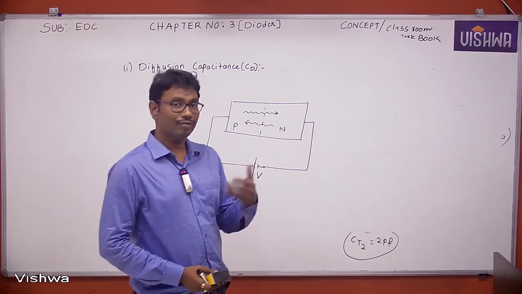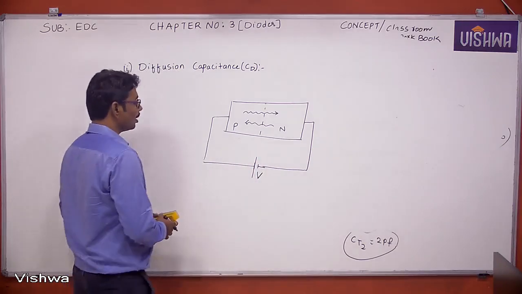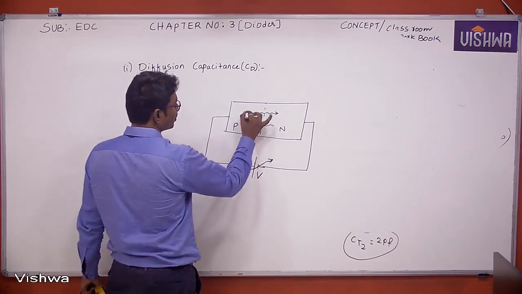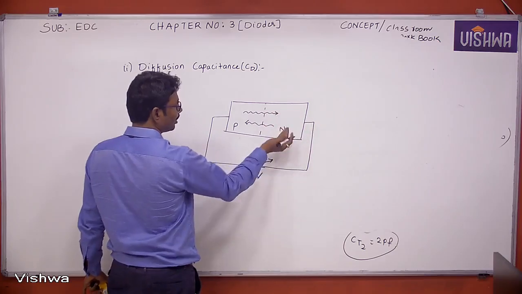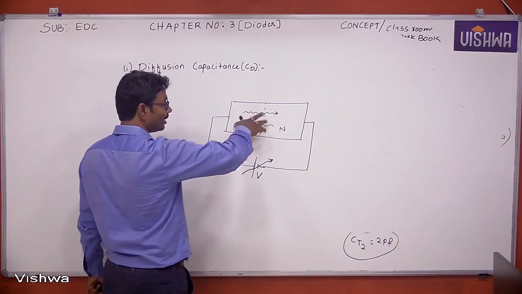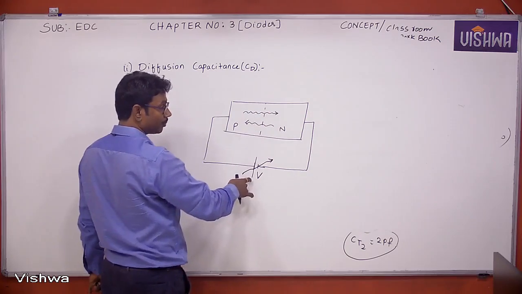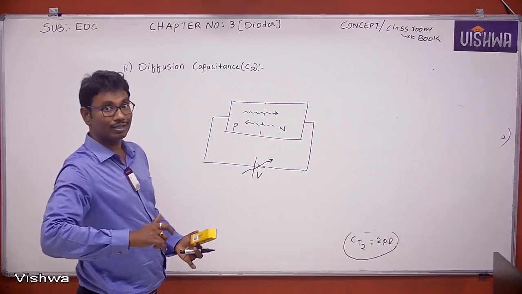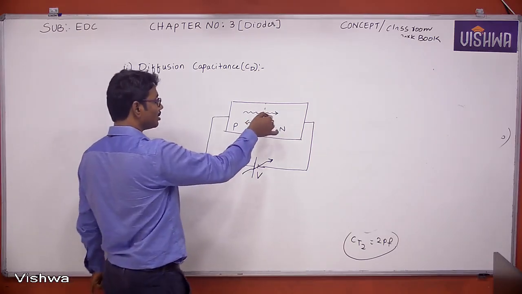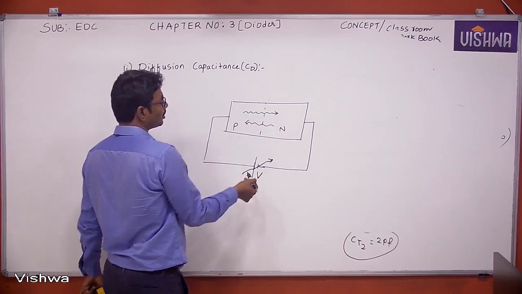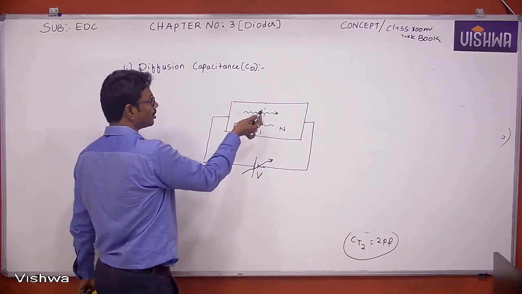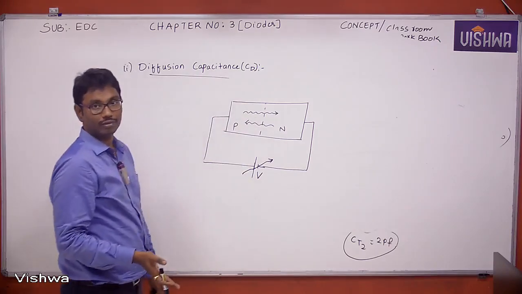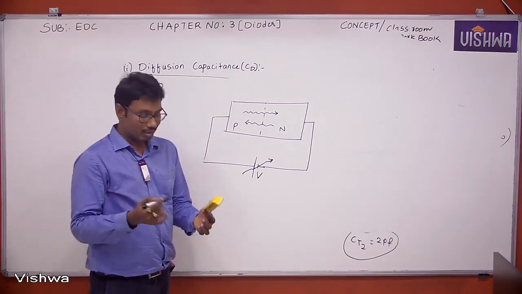Here also, in forward bias, what is happening? See, when the forward voltage is increased, the majority charge carriers are injected from P to N as well as N to P. Okay, you know this injected charge varies with respect to what? Applied voltage. If you are applying more forward voltage, then more charge carriers are injected, right? That means this injected charge varies with respect to applied voltage. The rate of change of injected charge with respect to applied voltage we call diffusion capacitance, right?